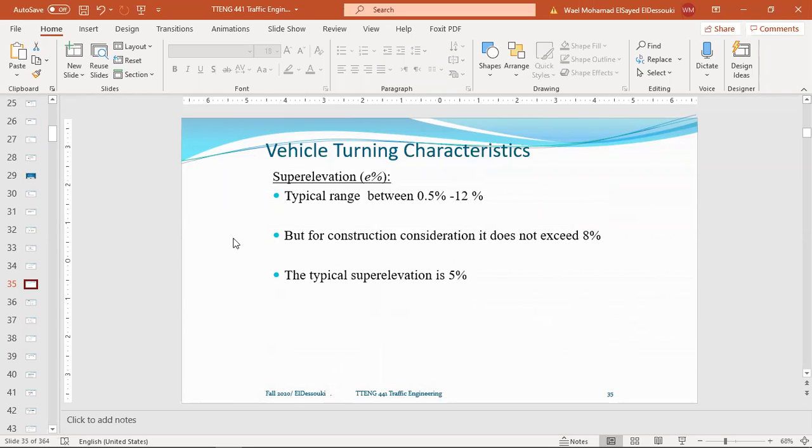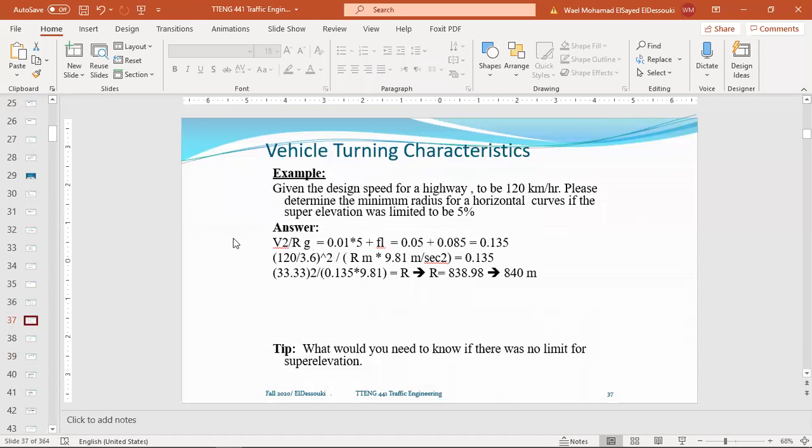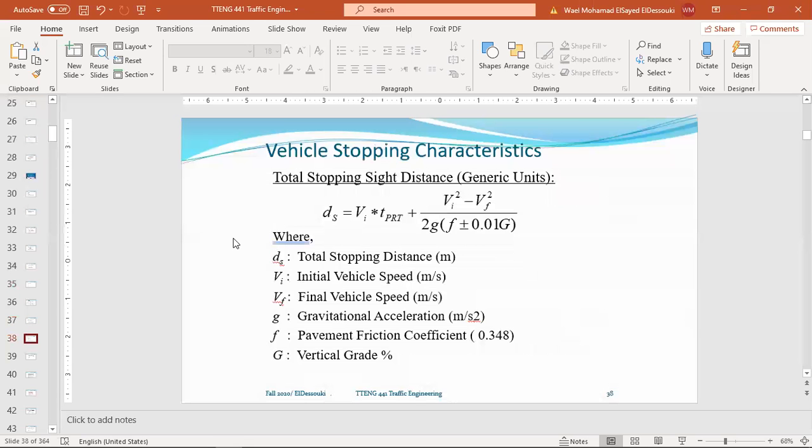The super elevation is just for designing a horizontal curve. And that's the coefficient of side friction. As you can see, as the speed increases, it decreases. It's not like a longitudinal friction. The longitudinal friction for stopping is 0.345 or 0.348, something like that. So we use it basically to determine the speed of turning at intersections or roundabouts. That's in this course. But for highway design, we use it for designing horizontal curves.